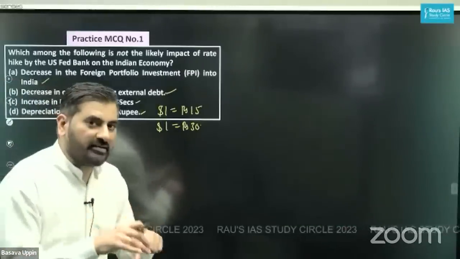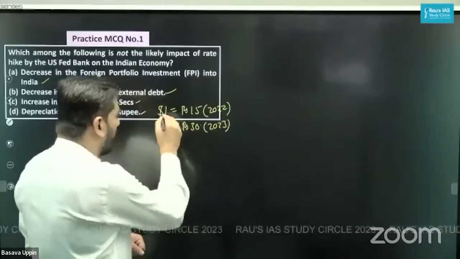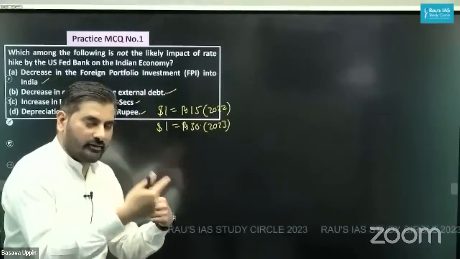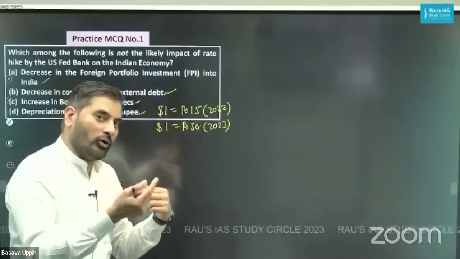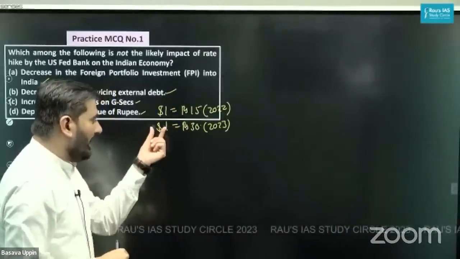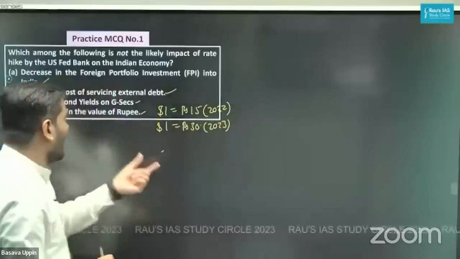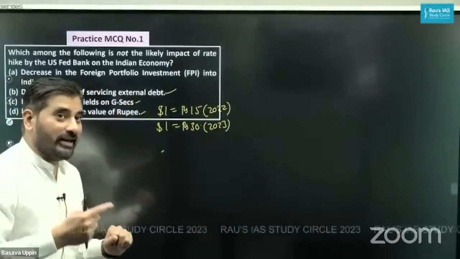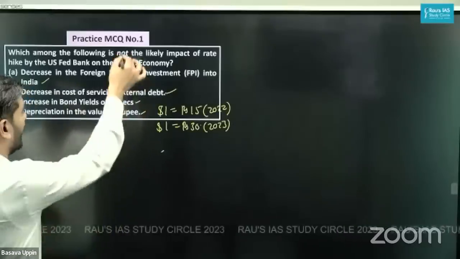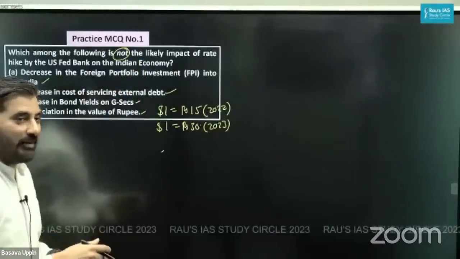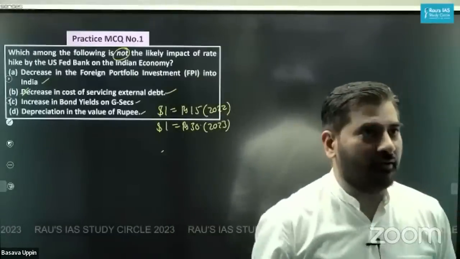Let's say I'm a company based in India. Let's say last year, that is in 2022, I borrowed $1. When I borrowed $1 and converted it into rupees, how many rupees did I get? I got 15 rupees. Now let's say next year I'm required to repay this $1. When I'm required to repay $1, how many rupees should I repay? 30 rupees. So what will happen to my cost of servicing external debt? Can I say the cost of servicing external debt will increase? But here what is mentioned? Decrease. And the question is asking for the not likely impact. Not the likely impact means the right answer happens to be B. Hope you understood the concept. Okay, good.